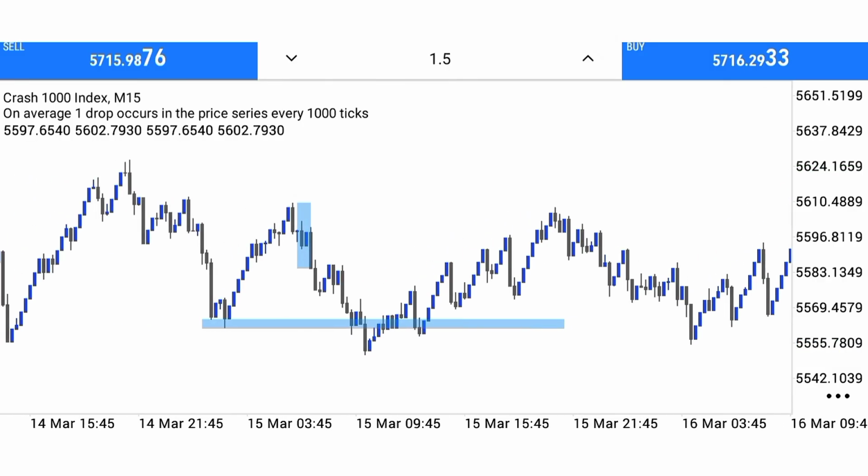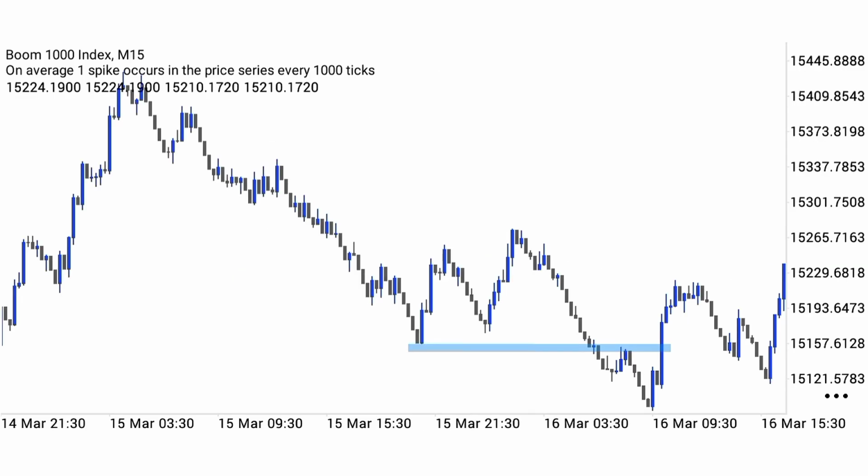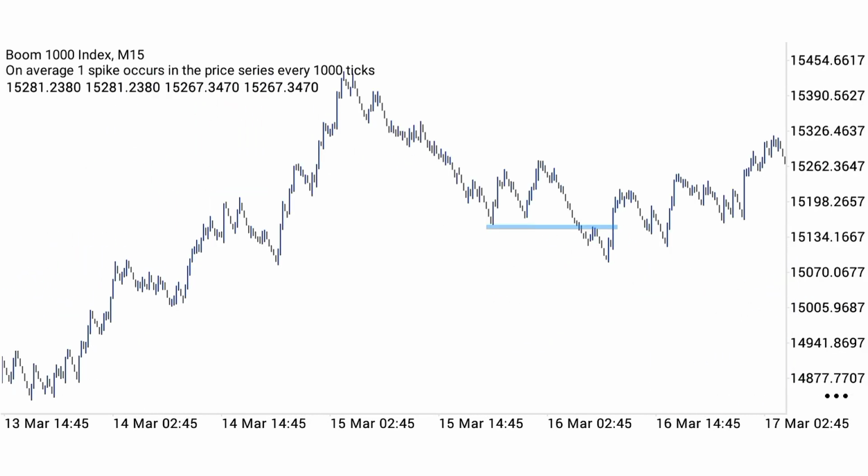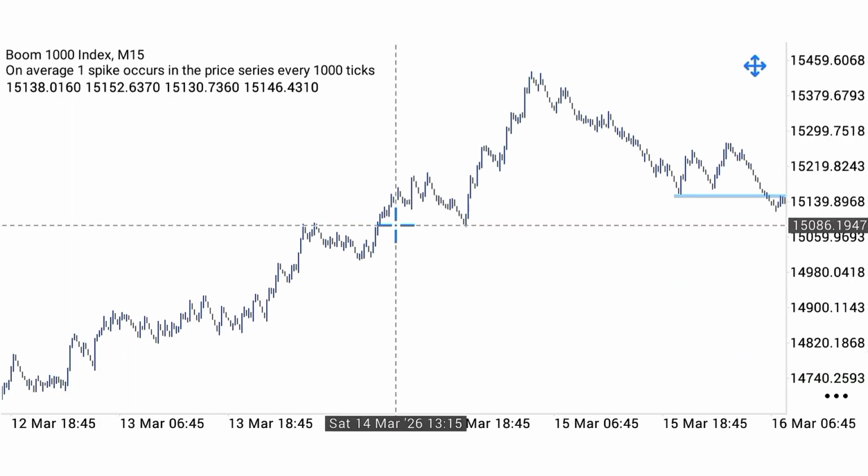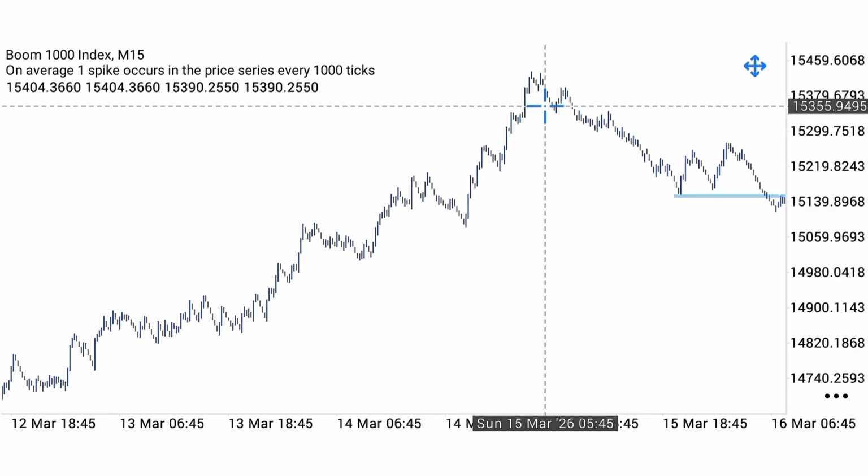Let me show you another example of this strategy on the chart. So here we are on Boom 1000, and we have the market moving in an uptrend, as you can see right here.